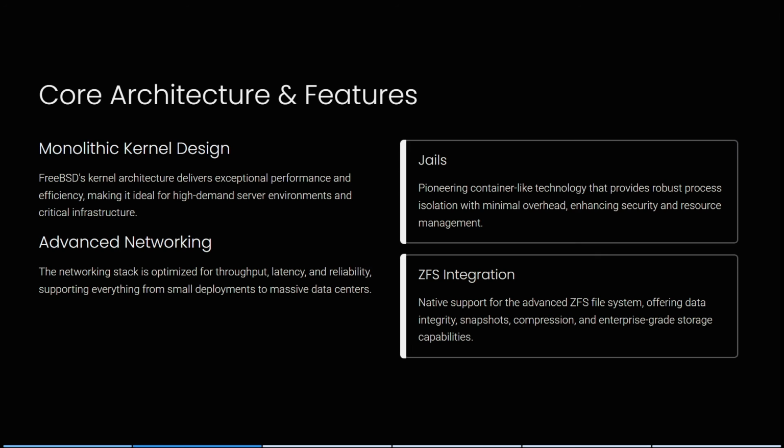Having a look at some of their core architecture and some of their core features, you have the monolithic kernel design. FreeBSD's kernel architecture delivers exceptional performance and efficiency, making it ideal for high-demand server environments and critical infrastructure. The network stack is optimized for throughput, latency, and reliability, supporting everything from small deployments to massive data centers.